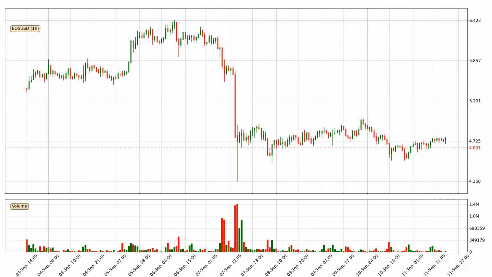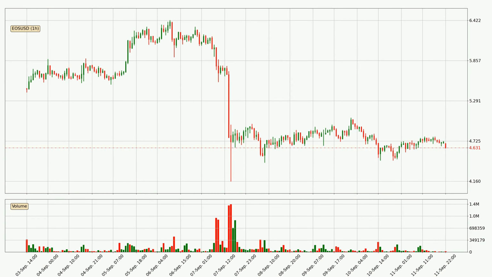Let's get started. Today, find out how the price of EOS has changed and what the technical indicators SMA, EMA, divergence and stochastic RSI show. If you are unfamiliar with the indicators, check out the explanation videos below.